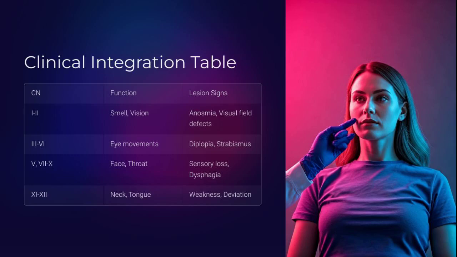Quick visual summary. What each nerve does, where lesions hit, and how they manifest. You need to consolidate this table into memory. It is your 30-second goldmine in Viva and MCQs.